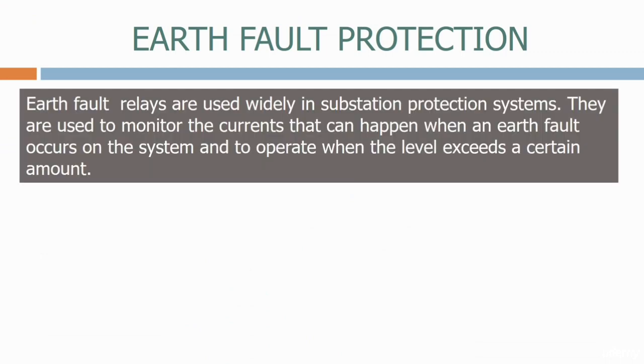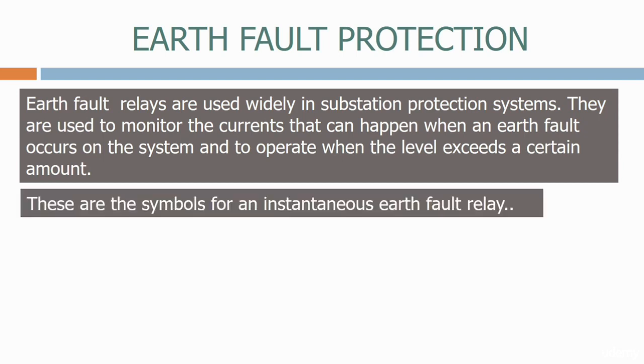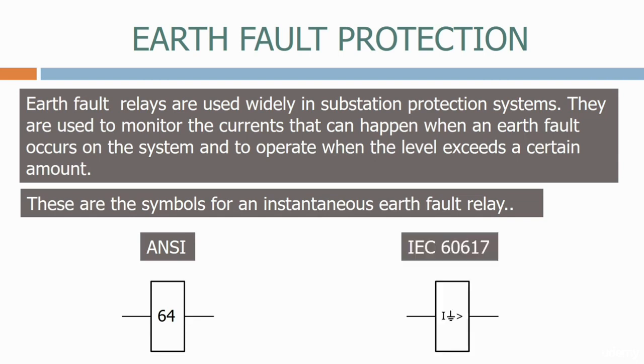Earth fault relays are used widely in substation protection systems. They are used to monitor the currents that can happen when an earth fault occurs on the system, and to operate when the level exceeds a certain amount. These are the symbols for an instantaneous earth fault relay. Here's the ANSI symbol, and here's the IEC symbol.